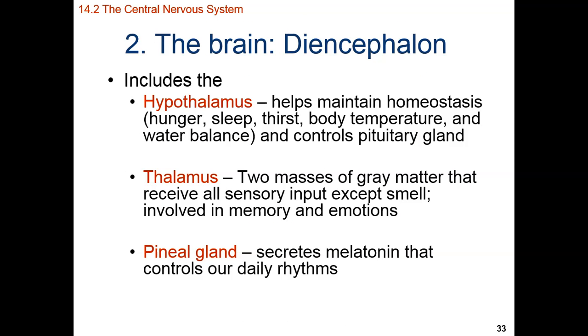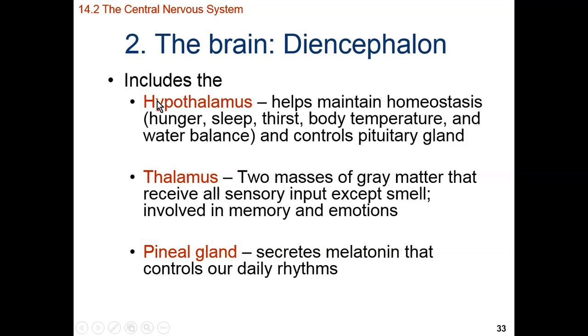The next main part of the brain is the diencephalon, made of the hypothalamus, thalamus, and pineal gland, aka the epithalamus. The hypothalamus is an interface gland that helps to connect the endocrine and nervous systems together. It will help us by regulating hunger, sleep, thirst, body temperature, and water balances, and will control the pituitary gland that hangs directly beneath it.